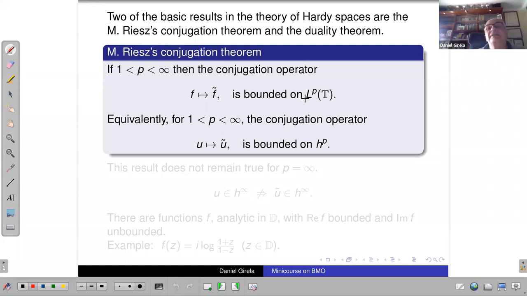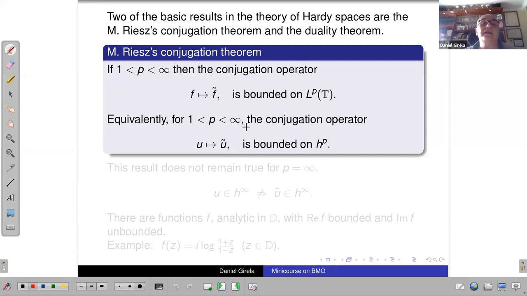I have written this in terms of functions defined on the circle, but we can also write it in terms of harmonic functions in the disk. Little h^p is the Hardy space of harmonic functions in the disk such that the integral means of order p over the circles of radius r are bounded. So the M. Riesz conjugation theorem can be written in terms of harmonic functions. It says that the conjugation operator that sends a function u into its conjugate is bounded on h^p for p between 1 and infinity.